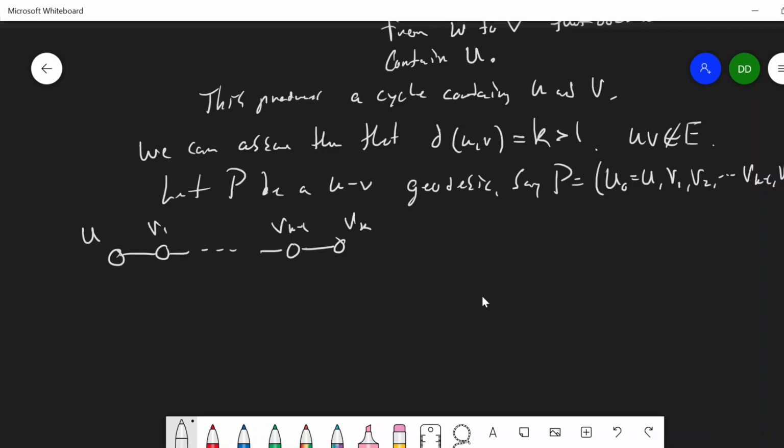So, by assumption, remember this Vk is the same as V. I don't think I pointed that out. Vk is equal to V. This is my UV geodesic. So notice that the distance from U to Vk minus 1 is less than k.